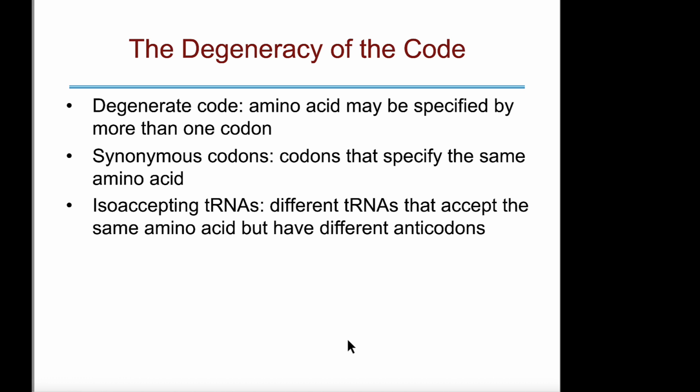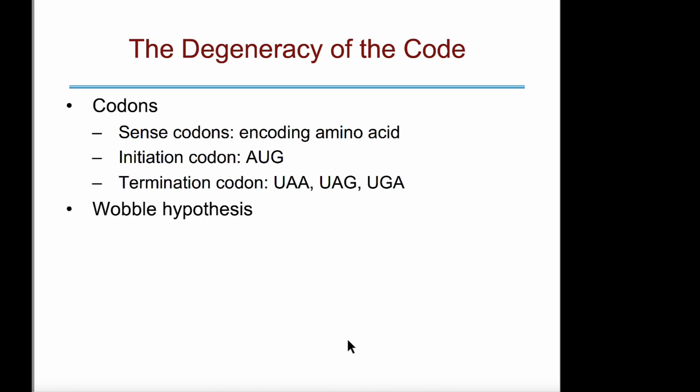Synonymous codons are codons that specify the same amino acid. So you have codons, and there's more than one way to get the same amino acid. And then you have isoaccepting tRNAs. This is where you have different tRNAs that accept the same amino acid but have a different anticodon. And that also goes back to the shape and the structure of the tRNA.